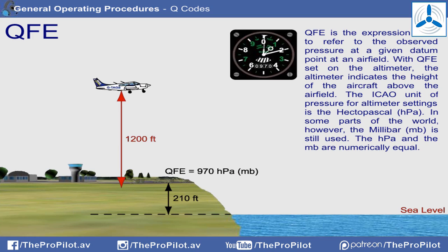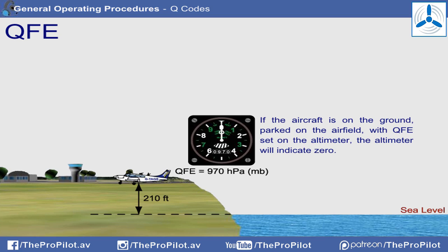Here the QFE is shown as 970 hectopascals. In some parts of the world, especially in the United Kingdom, the millibar is still used as a unit of pressure. The millibar and hectopascal are identical units. If the aircraft is on the ground, parked on the airfield with QFE set on the altimeter, it will indicate 0.